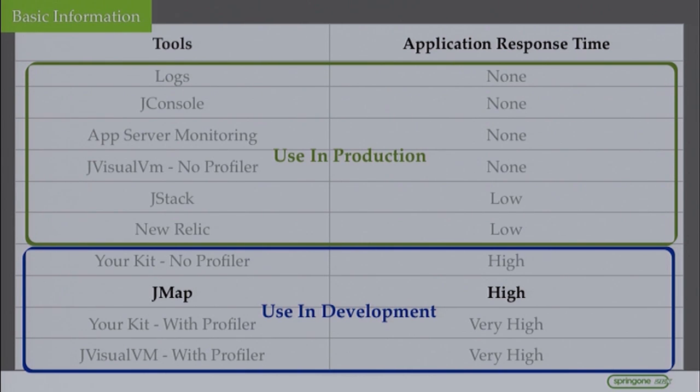Now, one thing you'll notice is that none of the production tools really do a heap dump, and that's because heap dumps are expensive. So sometimes, if you just really need a heap dump, you're going to need to use a tool in production. So something like jmap can work for that.